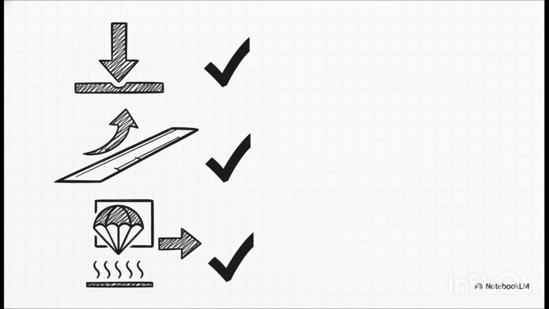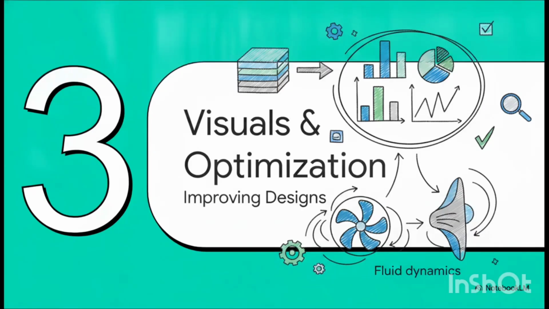Python instantly extracts vital engineering quantities right from your reports. We're talking pressure drop, lift coefficient, drag coefficient, and heat transfer rate. It pulls these out and instantly organizes everything into structured tables, making your analysis immediately actionable. Section 3, visualization and optimization.